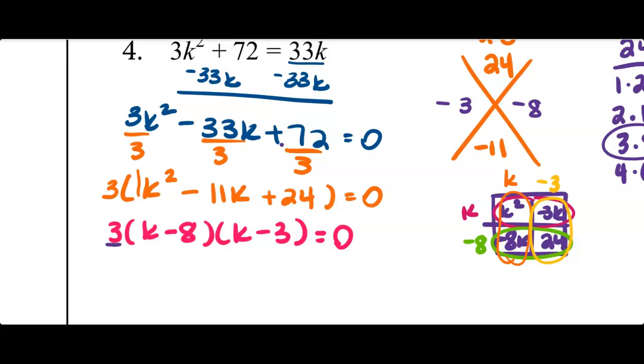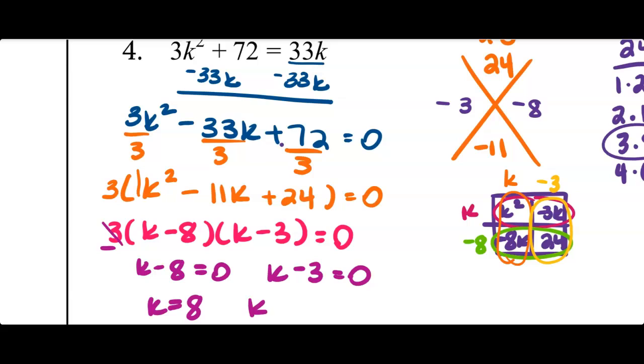Since 3 can never be 0, we don't really worry about that. So we look at k minus 8 equals 0 and k minus 3 equals 0, which will leave us with k equals 8 and k equals 3.